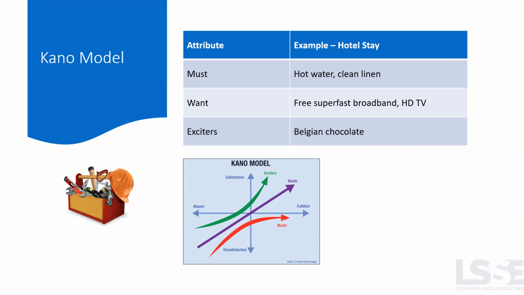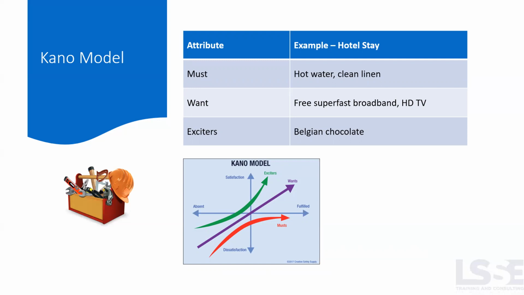Let's look at some examples. Imagine a hotel stay. A must is something that when it's there, the customer will be okay. They will not be especially satisfied, just an okay reaction. However, when it is not there, the customer will be dissatisfied. That is a must attribute. For example, hot water and clean linen. If you're running a hotel, hot water and clean linen are already a given.